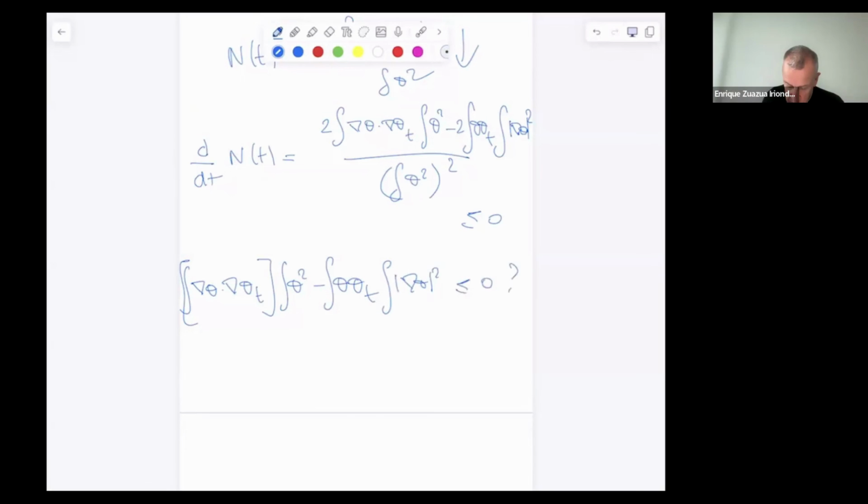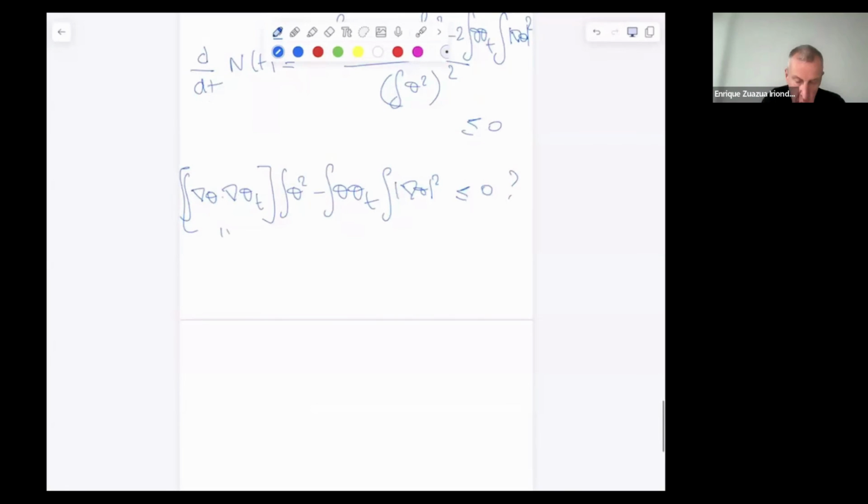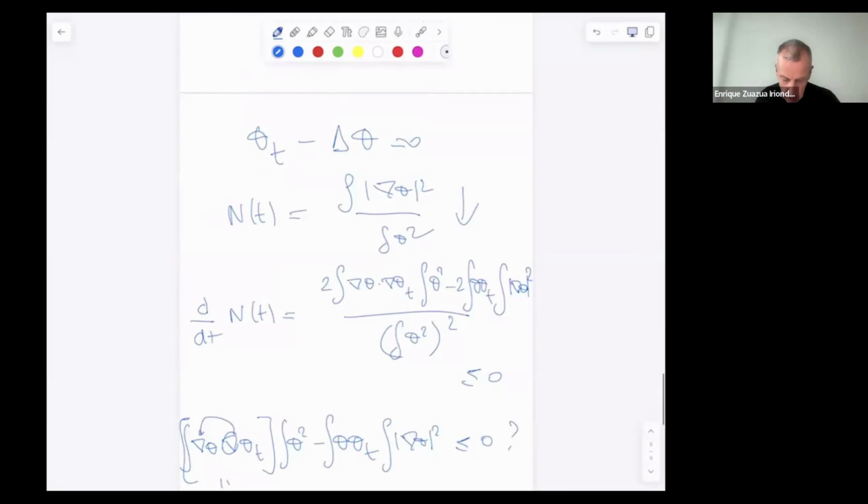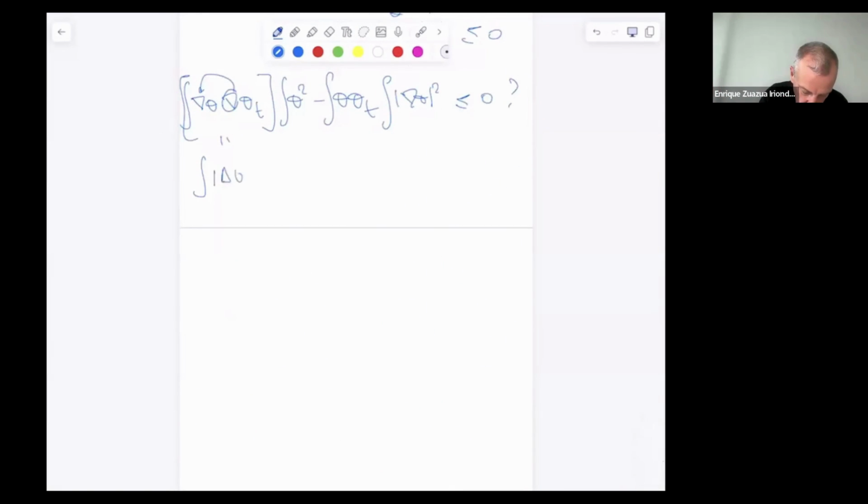So why is this negative? Well, you see, this is what? Integrate by parts, you get minus Laplacian u times theta_t. But then theta_t is the solution of the heat equation. So theta_t is Laplacian u. So you get here Laplacian theta squared. And what is theta times theta_t? Theta_t is the Laplacian, you integrate by parts here, and you have your gradient theta squared. So what we are saying simply is that the frequency number decreases because the following inequality is true.